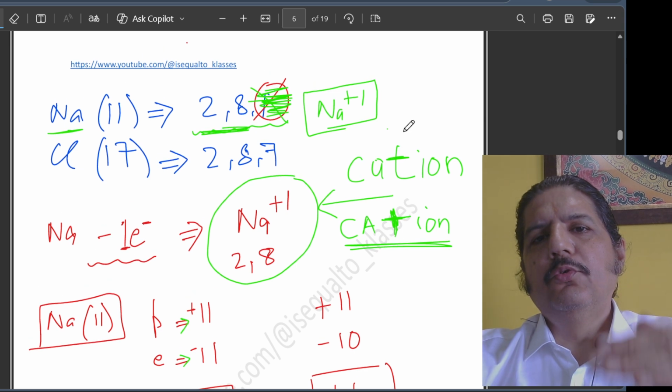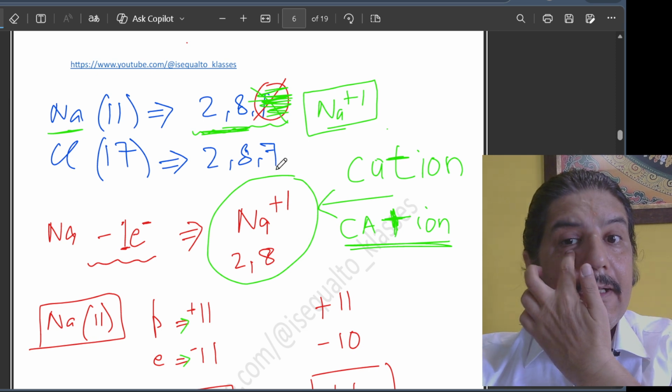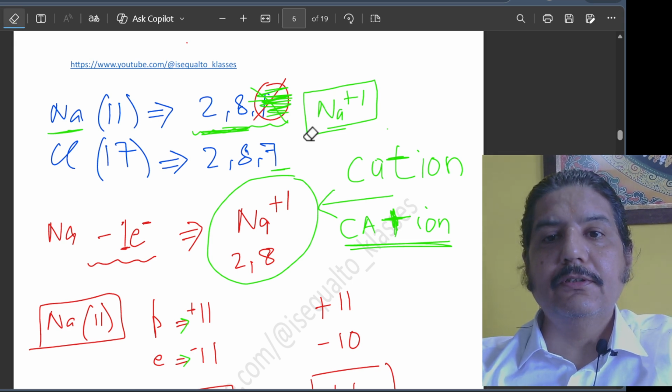So sodium wants to lose one electron and become Na+1. And what does chlorine want? Chlorine's electronic configuration is 2,8,7. What chlorine wants is, let me rub this.